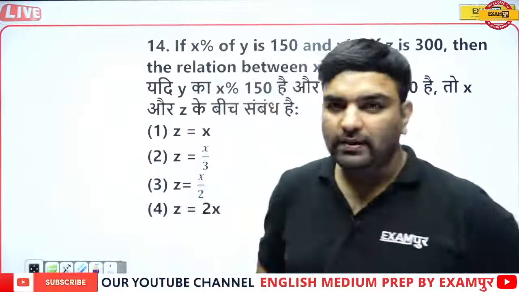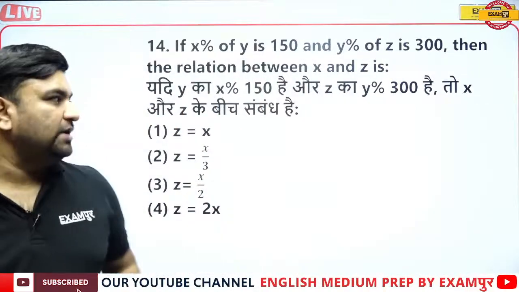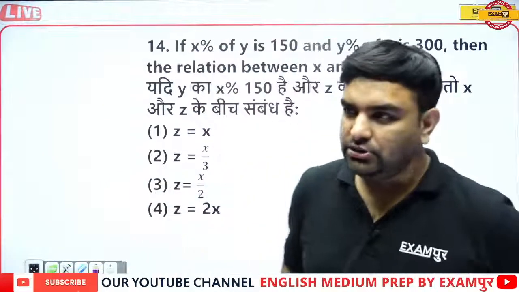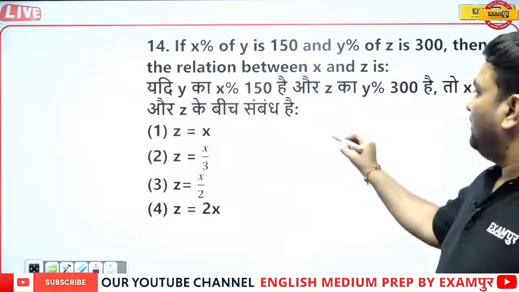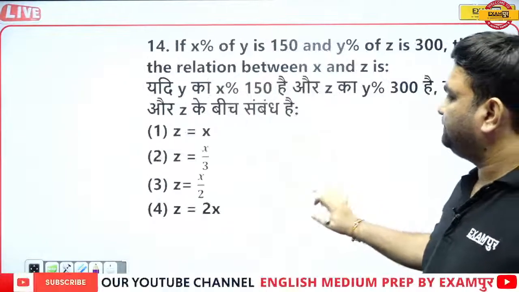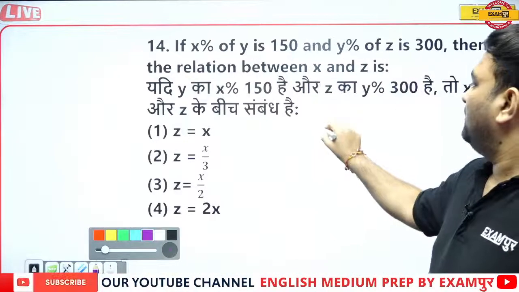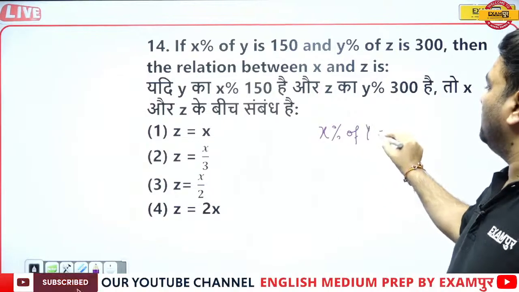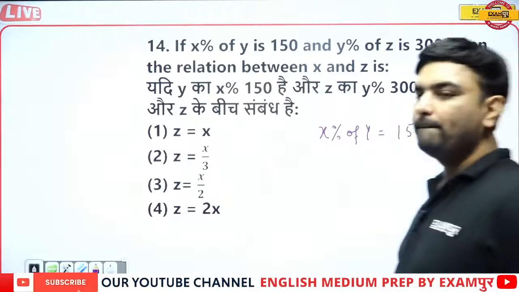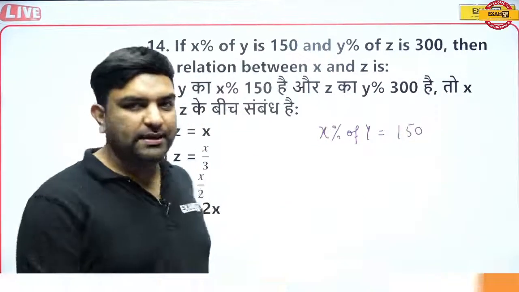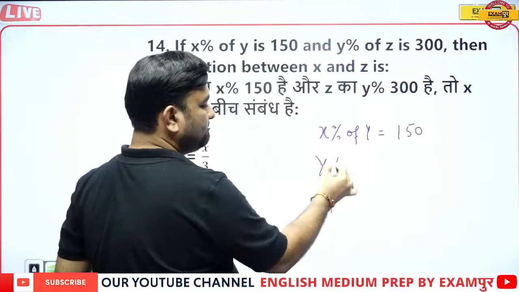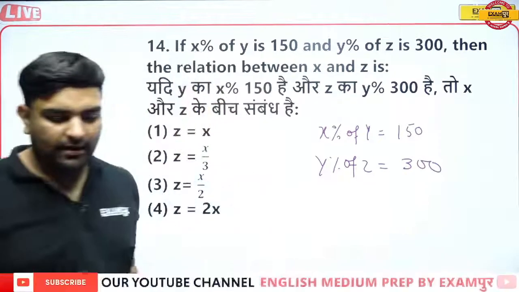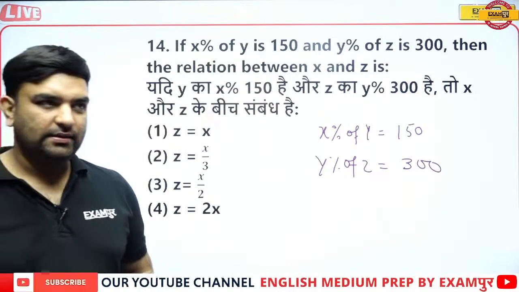X percent of y is known, y percent of z is known. What is the relation between x and z? X percent of y is known, and y percent of z is also known. I want to connect x and z.